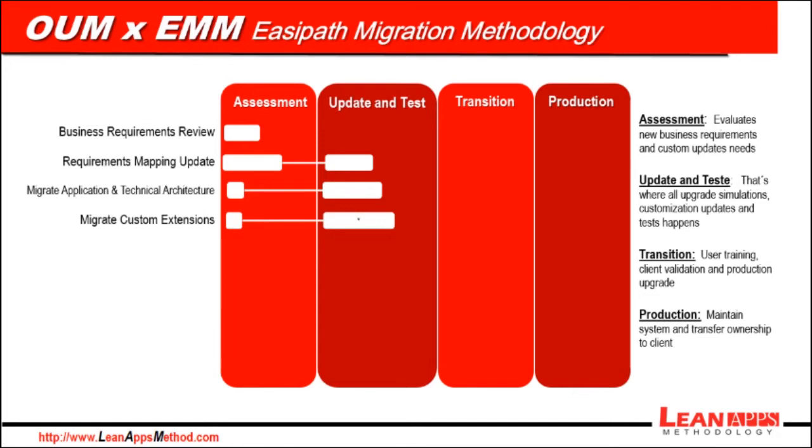Fourth process is Migrate Custom Extension. This process will update current customizations so that they work properly with the new application release. One of this process's goals is to eliminate old customizations that could be replaced by new standard Oracle functionalities or that are not required anymore.